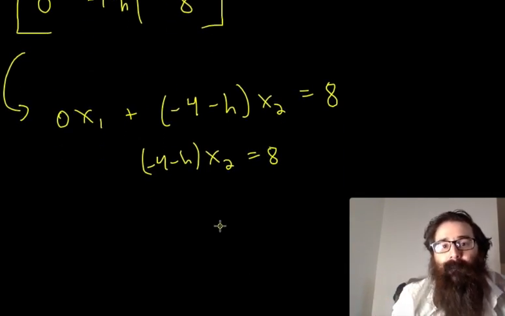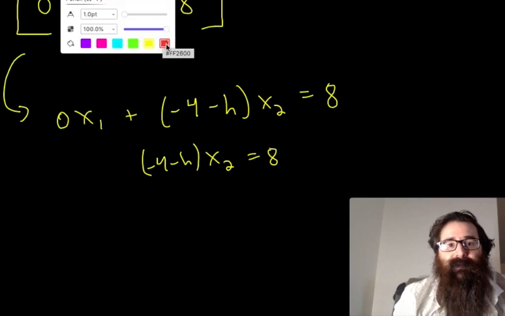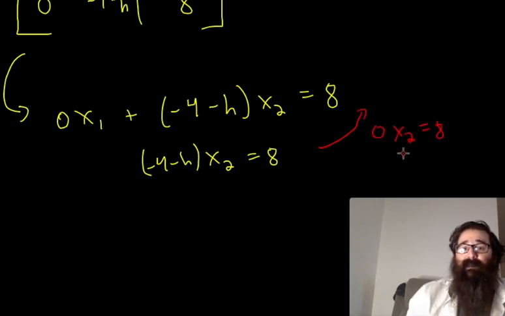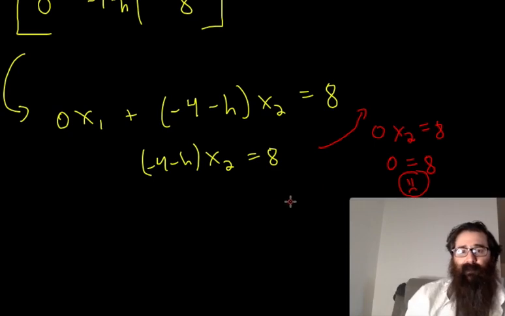However, there's a bit of a problem that could happen here. Something to consider as a potential issue would be, well, what if I had something that said 0 x2 equals 8? This doesn't make sense, right? This would be saying 0 equals 8, and we know this to not be true. So it makes us very sad and frustrated.